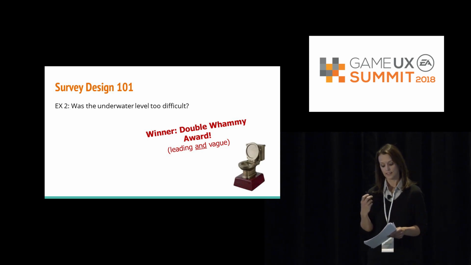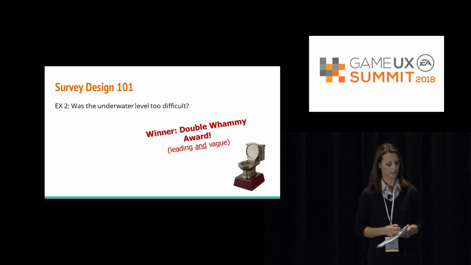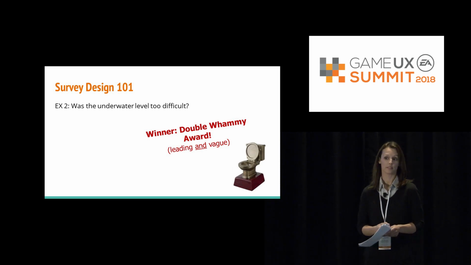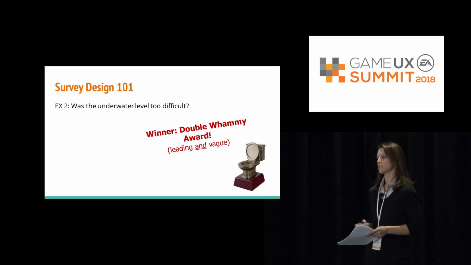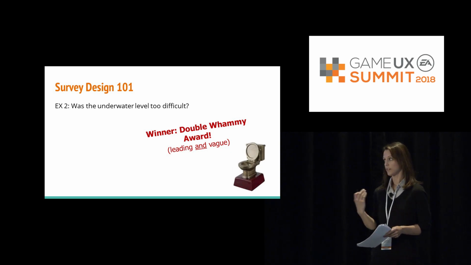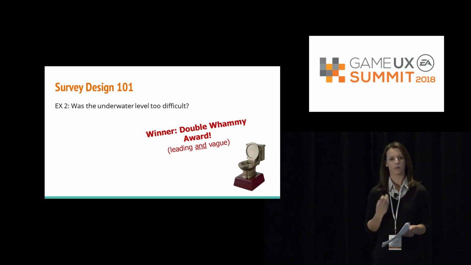So it's leading in the sense that it implies that people have found difficulty with this level. And it actually will skew participant responses. And it's a very subtle thing. But with a good survey, you really should not be able to read between the lines. And here, if I stare at this long enough, I get an idea about what the people asking this question are after. And that's not what we want.